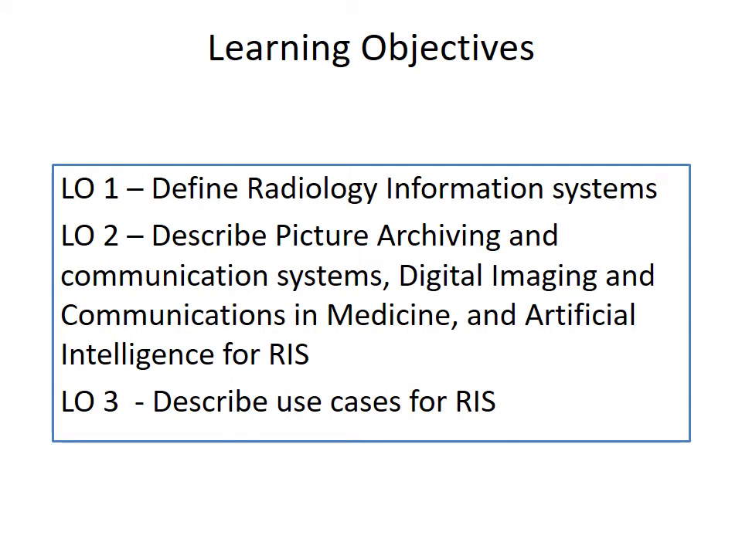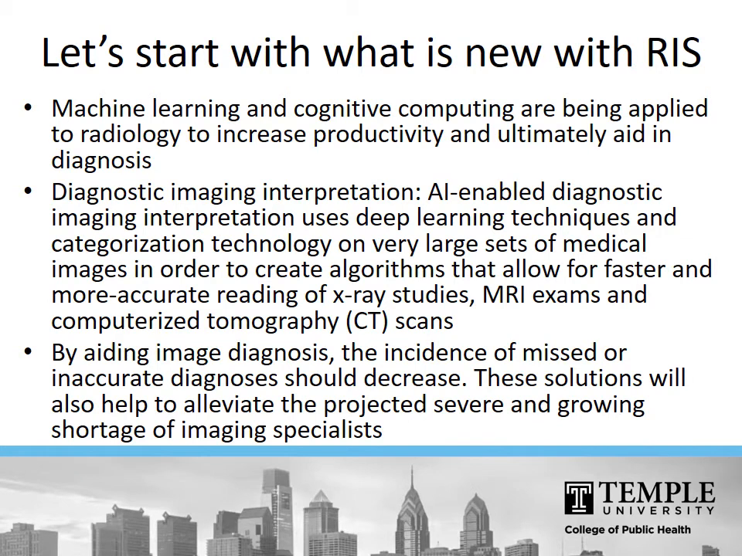We have 3 learning objectives for this module. 1, define radiology information system. 2, describe picture archiving and communication systems, otherwise known as PACS, P-A-C-S, digital imaging and communications in medicine, also known as DICOM, D-I-C-M, and artificial intelligence for radiology information systems. And 3, we'll describe use cases for RIS. So let's start with what is new in RIS.